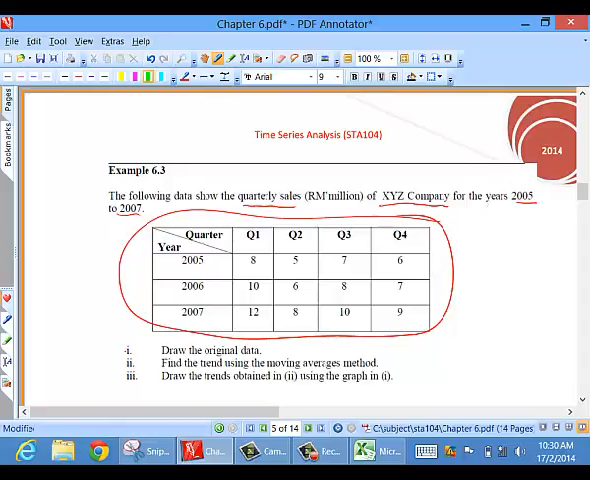So first, draw the original data. You need to draw the original data into a graph. Then second, find the trend using the moving average method. From the data, how many moving averages does it tell you? 3 or 4? But you already know how many quarters there are: 4. So you are going to calculate a 4 moving average. Can you follow? Then from the calculated moving average, the trend, plot it in the graph in A.